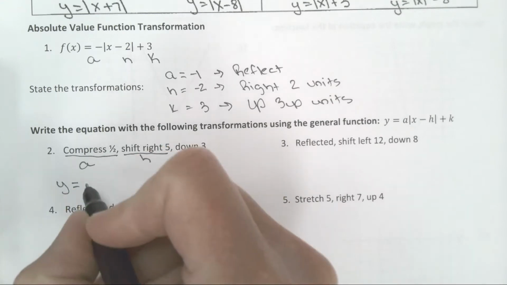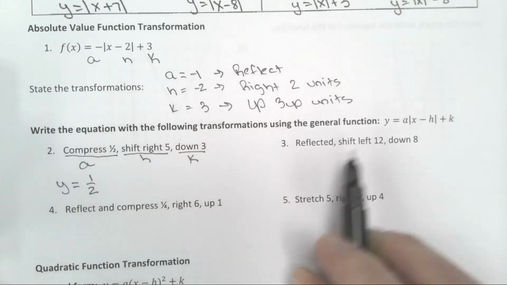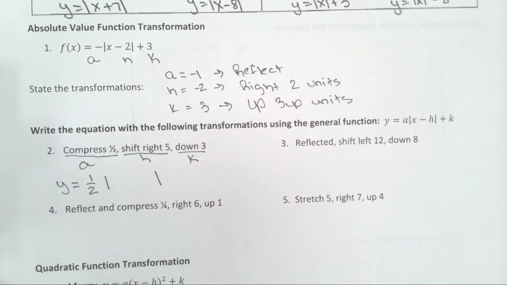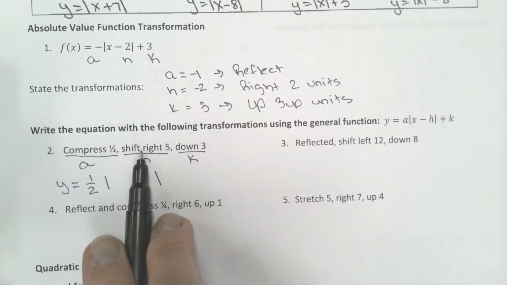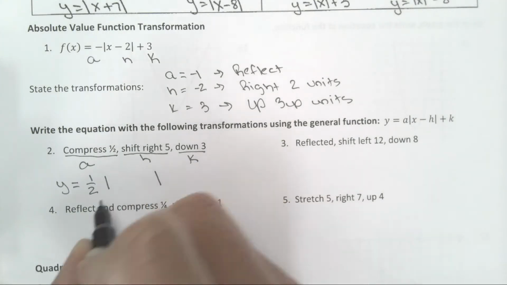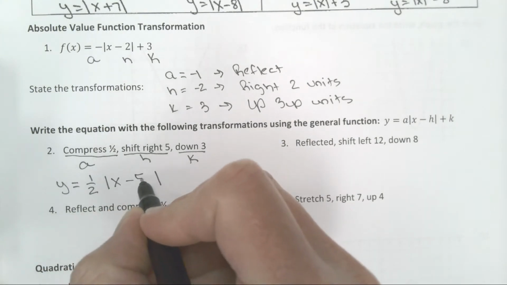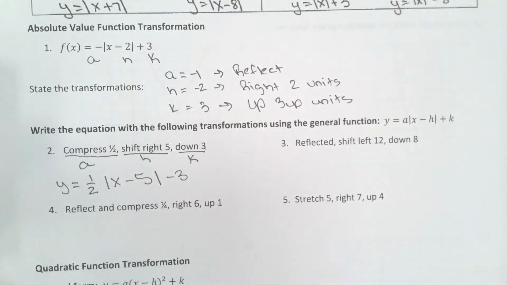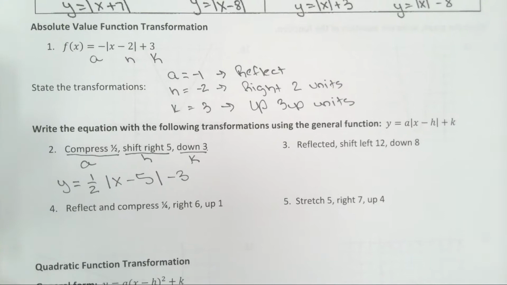So now I just need to plug these numbers in for their variables and write the equation. So A is 1/2, so y equals 1/2. I'm using the absolute value function, so I'm going to have bars. Right 5, your x always lies, so that would be x minus 5. And if you move down 3, that means you're going to have a -3 at the end.